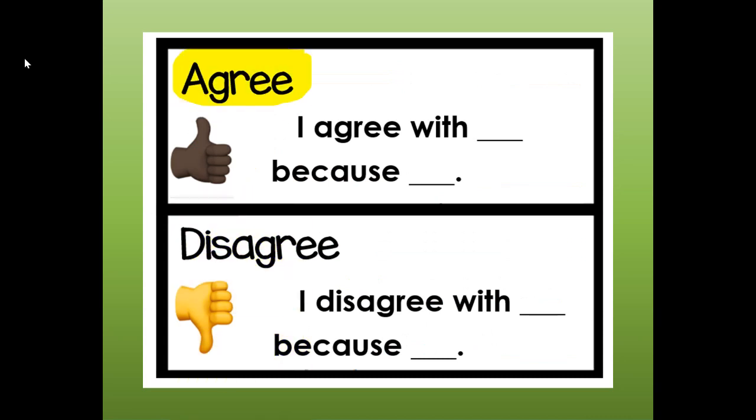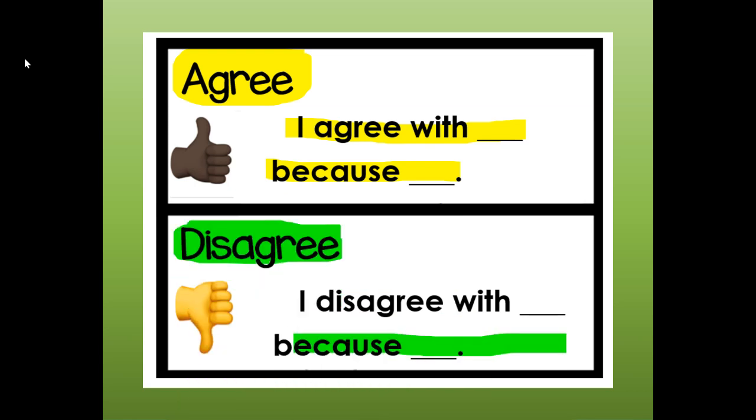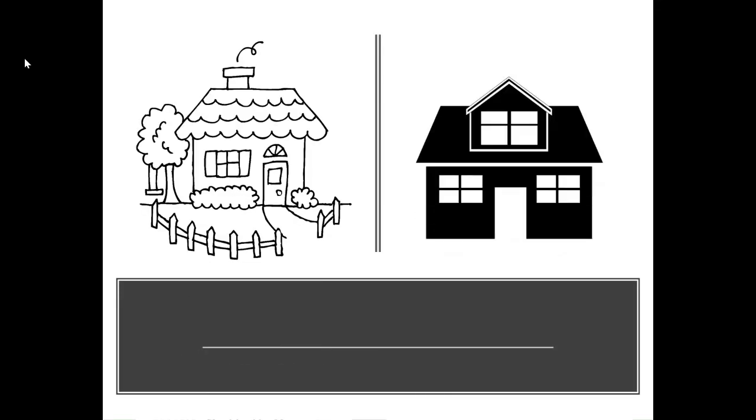Then you can either agree and say, I agree with you, Mrs. Pearson, because, and tell me why. Or you can disagree with myself or your partner and say, I disagree with you because, and tell me why. First group of pictures, what do you notice or see? I notice or I see.